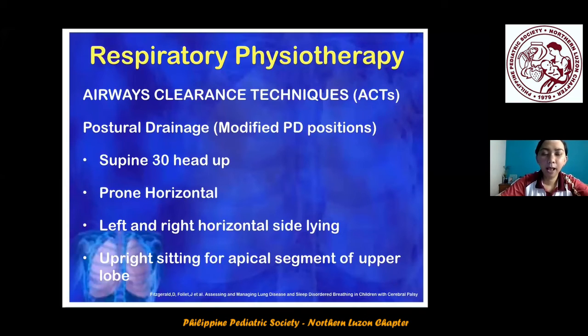So here, the patient may be put in a supine position with the head 30 degrees up. Usually in the hospital, we just put a towel at the back to support it. Other positions are the prone horizontal position, but please take note that the prone horizontal position agitates our patients, so we seldom use this. And we can use the left and right horizontal side lying and upright sitting for apical segments and upper lobes, which they can tolerate.